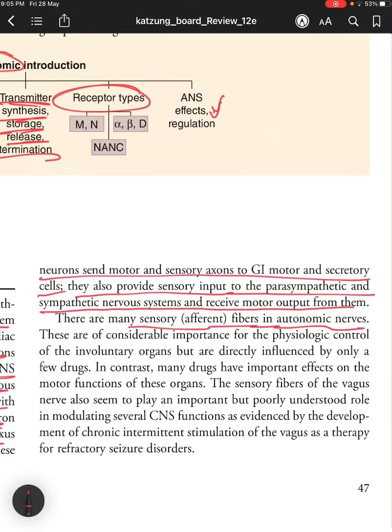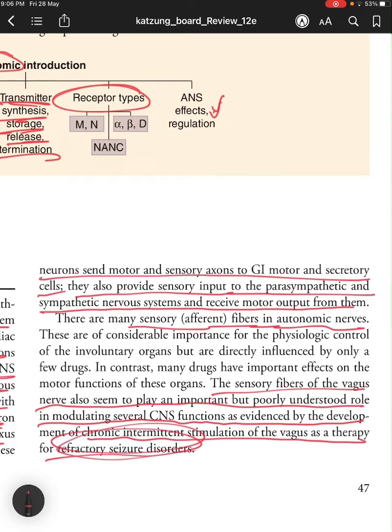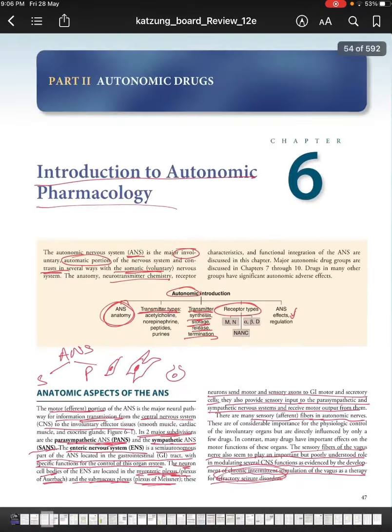There are many sensory afferent fibers in the autonomic nerves. These are of considerable importance for the physiological control of the involuntary organs, but are directly influenced by only a few drugs. In contrast, many drugs have important effects on the motor functions of these organs. The sensory fibers of the vagus nerve also seem to play an important but poorly understood role in modulating several CNS functions, as evidenced by the development of chronic intermittent stimulation of the vagus as a therapy for refractory seizure disorders.